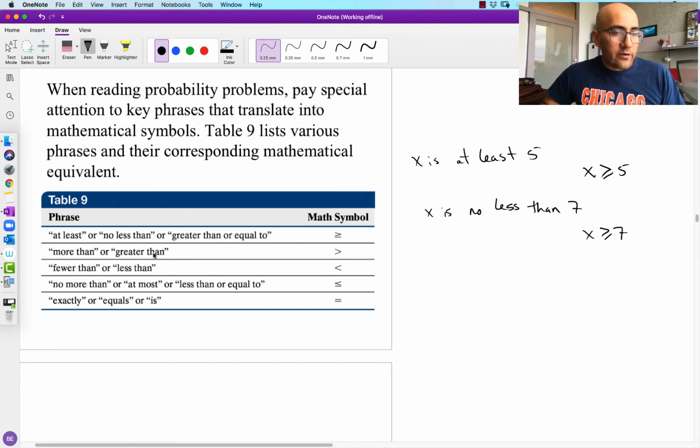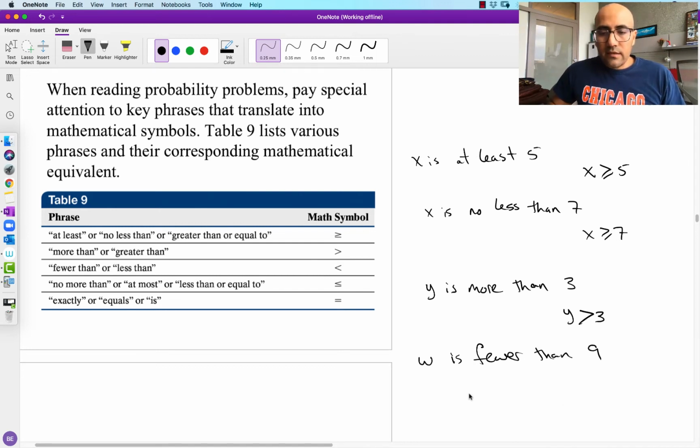More than or greater than means that it has to be larger than that value, but we do not include it. So if we say y is more than 3, that means y is strictly greater than 3. Good? Okay. Fewer than or less than, again, we have to go below that value, and we do not include that particular value. So if we say w is fewer than 9, then w is strictly less than 9.